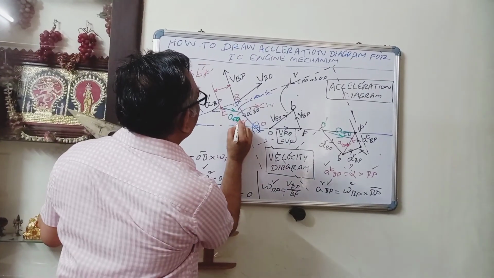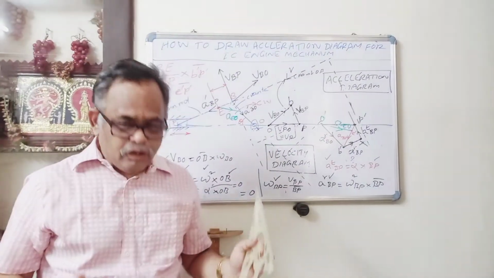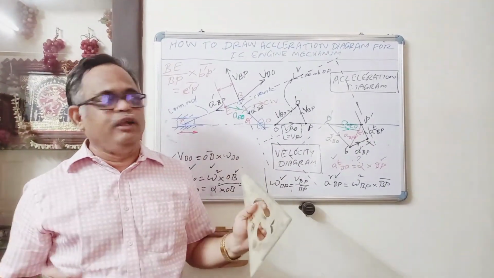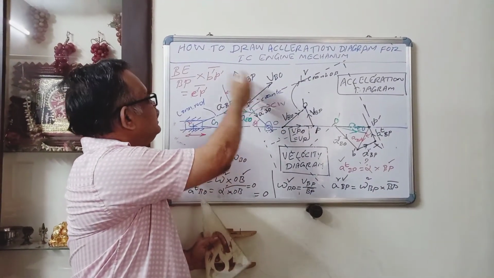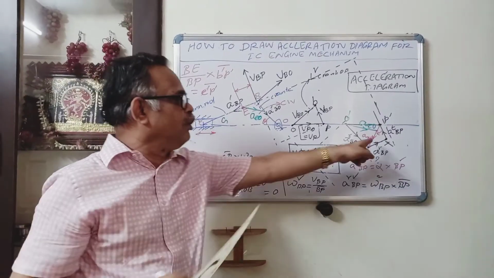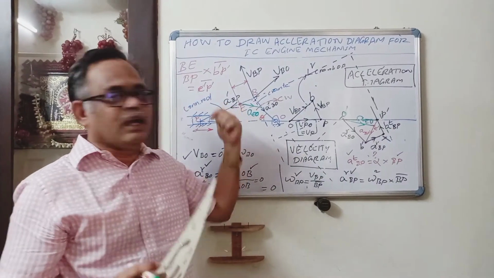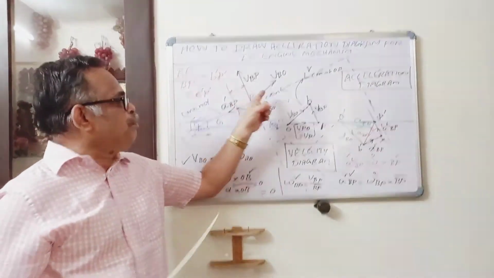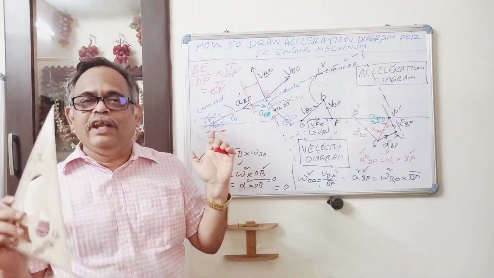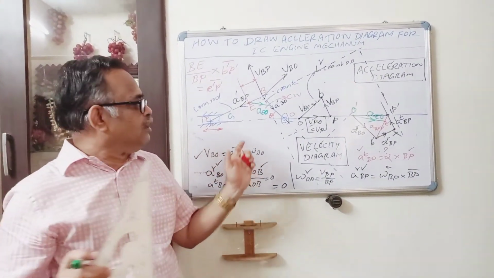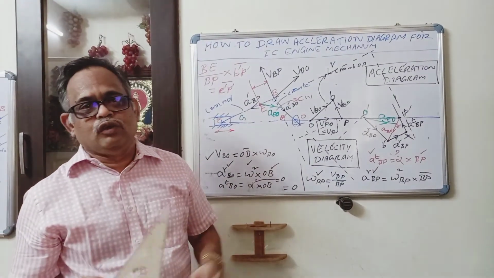So this is how we have drawn the acceleration diagram, and we have found the acceleration of any point. At this point, let it be G. In the same way, you calculate, and you can easily find the absolute acceleration of point G on the connecting rod. For any point on the connecting rod and for any point on the crank, we can always very easily find the absolute acceleration of that particular point on the mechanism. So thank you.